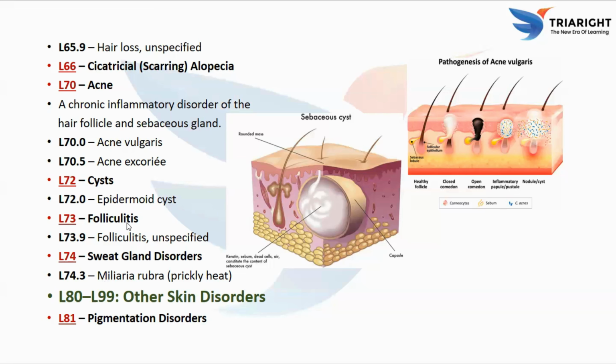So coming to the classification of L80 to L99. This is the other skin disorders. So this section, they include various dermatological conditions. So first one, it is L81 pigmentation disorders. So disorders affecting skin color changes are listed over here. For example, hyperpigmentation, dark patches, vitiligo, the loss of pigment, and melasma.